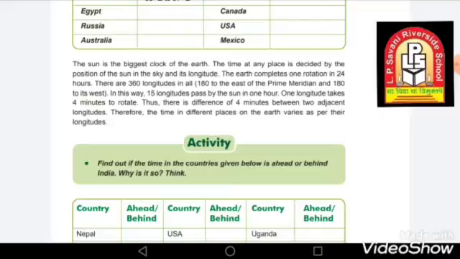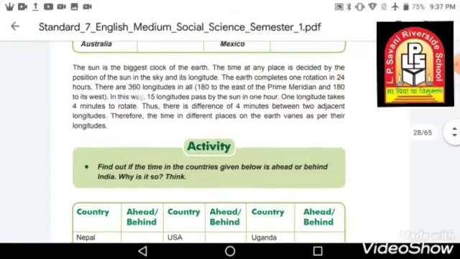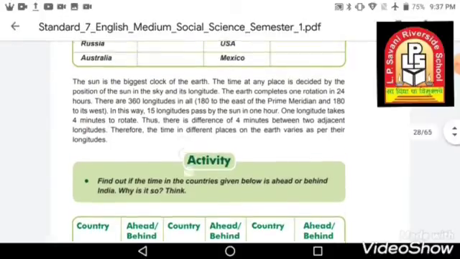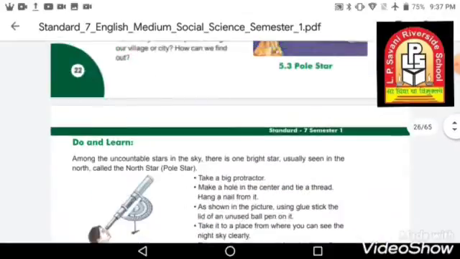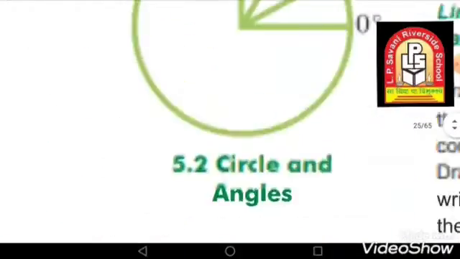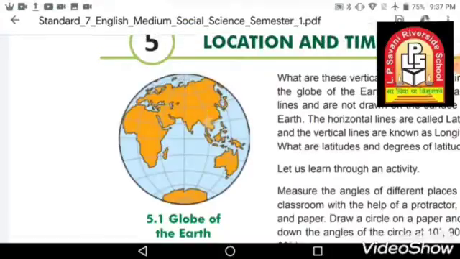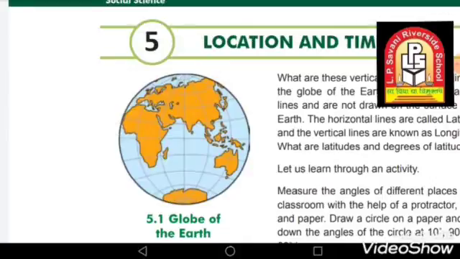The position in which the sun's rays fall on our planet decides the time. The earth completes one rotation in 24 hours. There are 360 longitudes in all, 180 degrees to the east of the prime meridian and 180 degrees to the west of the prime meridian. As I told you, in this globe, I'll show you this globe. This is 0 degree. On both sides there is 10 degree, then again on both sides 20, 30, 40, and in the same way it will complete till 180.